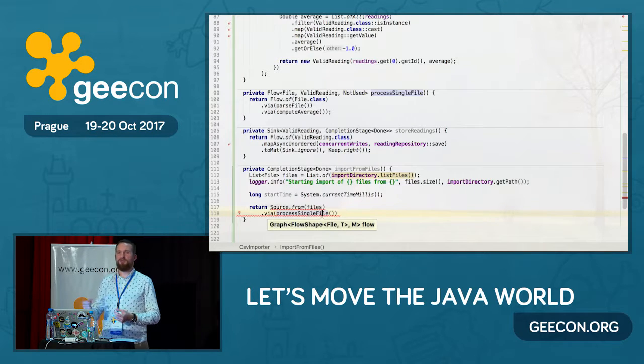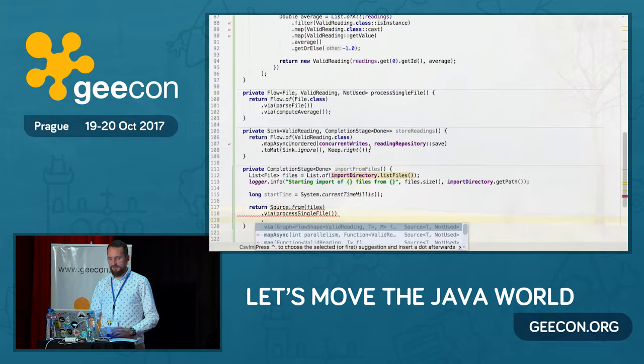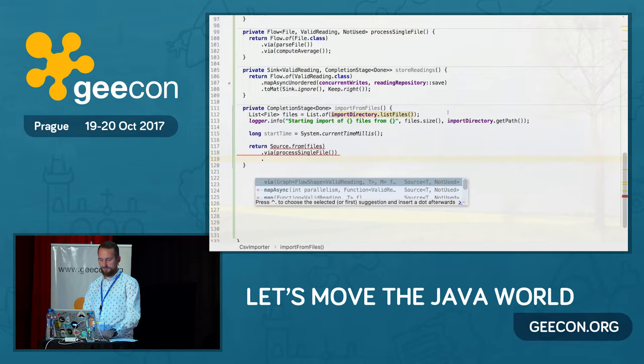Of course, we could use two via calls here, and we could say via parse file, then via compute average, but we wanted to indicate that this is actually our entire processing, the one big flow for processing our data. So we combined it into a single method. And now we want to execute it. So actually connect it to a sink, and then be able to wait until the processing completes.